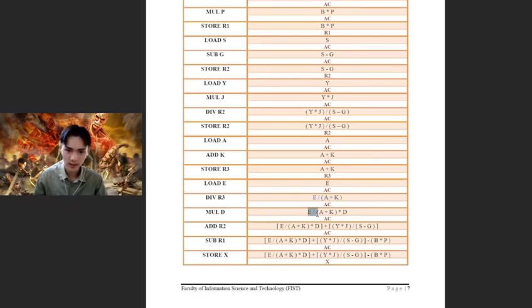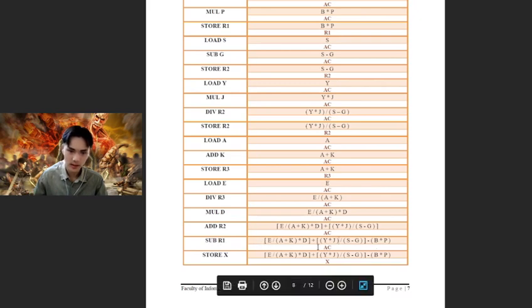Multiply by D, store in the temporary memory, and now you add R2. Remember, R2 is Y times J divided by S minus G. So now this plus with this, and now it's stored in the temporary memory, and later is summed with R1. R1 is B times P, and until the end, it will store in the X. And the first address is finished.